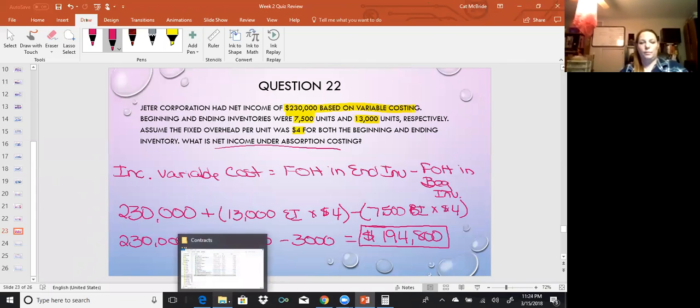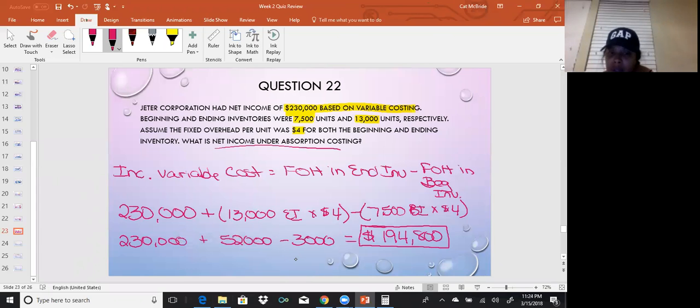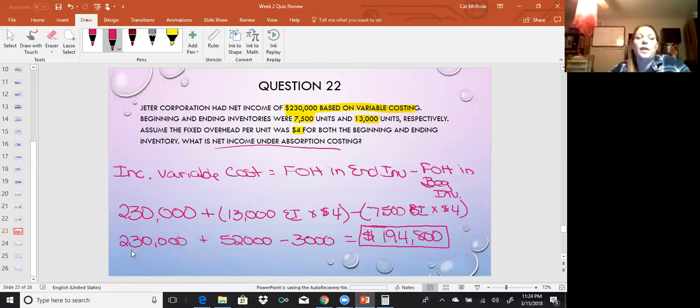Wait. Do you add the 52 to the 230? Yes, because I'm saying, okay, this was our original amount. This is what's left in ending inventory. And this was what was in beginning inventory. Under absorption costing, all of those units had the cost held on the balance sheet and didn't get moved to cost of goods sold until they were sold. So the $4 per unit counts for what's in ending inventory, but not for what's in beginning inventory. So I'm going to take my net income, add what was left in ending inventory, and subtract what was in beginning inventory.